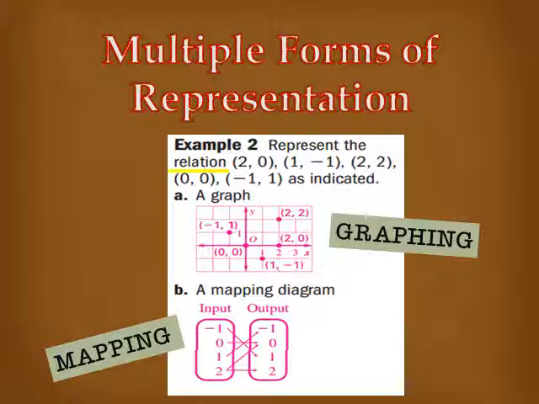Another is the mapping. So we have the inputs and the outputs, and we can see when we have negative 1, we get 1. That's what we were told up here. If we put in negative 1, we get 1. So we can see that. So here are a couple more options. So we have mapping, listing, tables, and graphs.